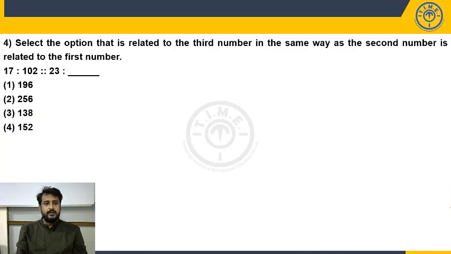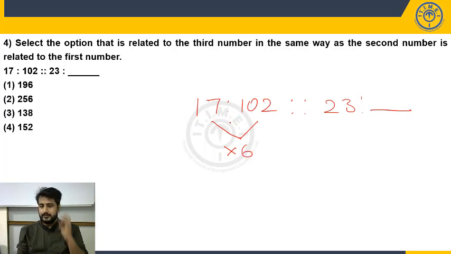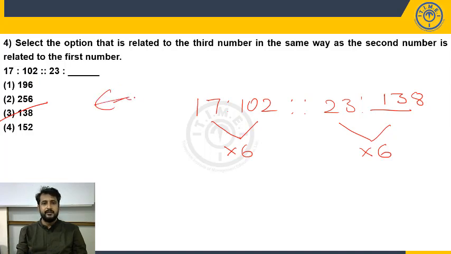Next, 17 is to 102 in proportion, 23 is to dash. By looking at these two numbers, you can say that 102 is a multiple of 17. 17 sixes are 102. It is easy to understand. By applying the same logic, 23 sixes are 138. Is it available in the choices? Yes, it is available in the choices. So choice 3 is my answer. Very simple logic. Easy one.